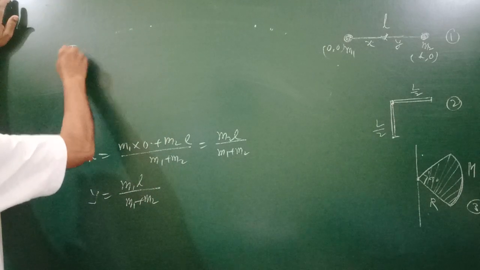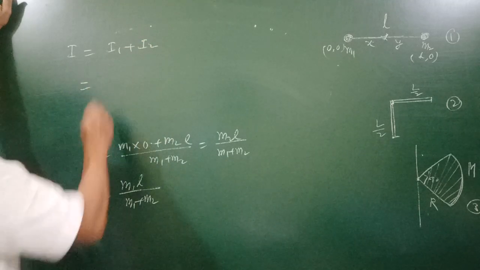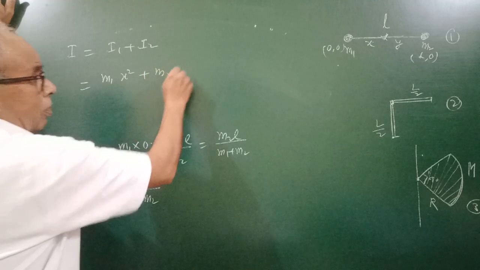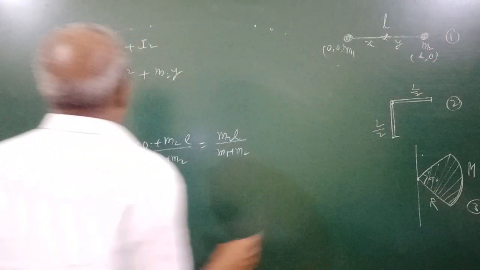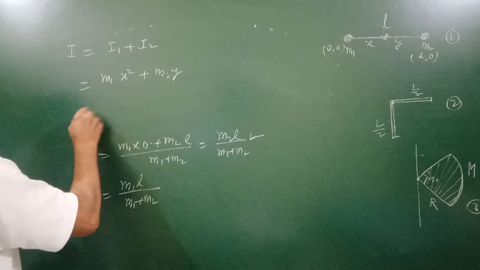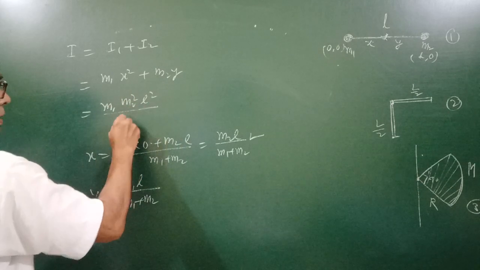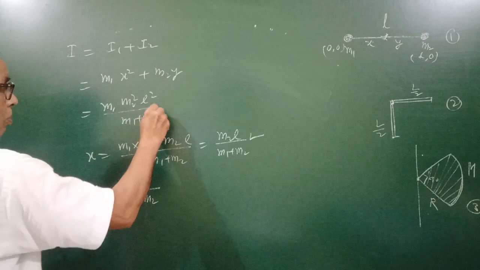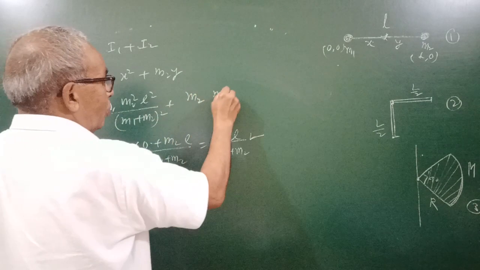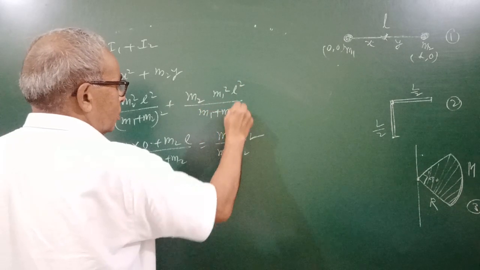Now I equals I1 plus I2. What is I1? m1 into x square plus m2 into y square. x is this. So m1 into m2 square L square upon m1 plus m2 whole square, plus m2 into m1 square L square upon m1 plus m2 whole square.